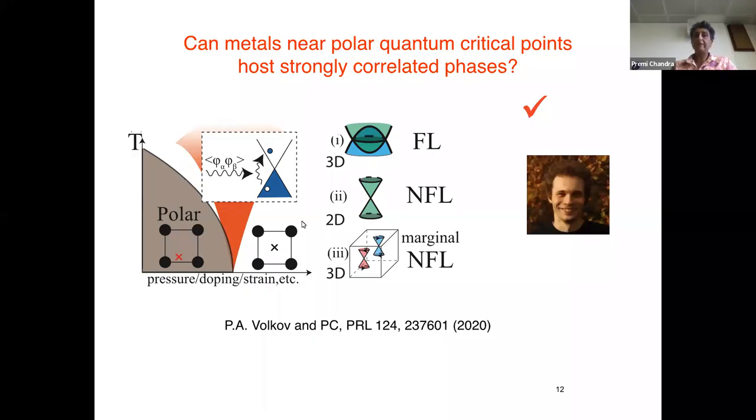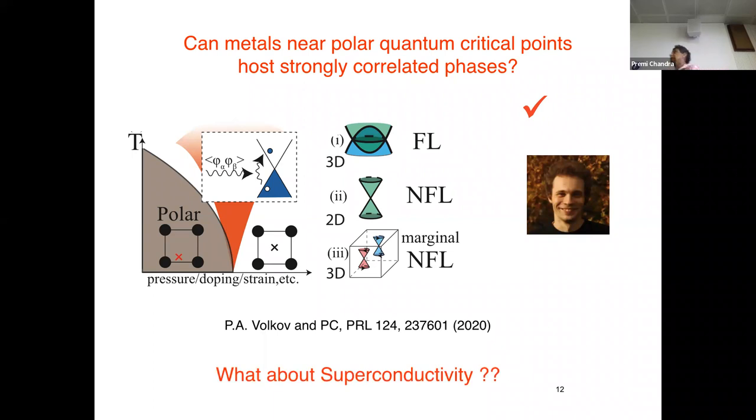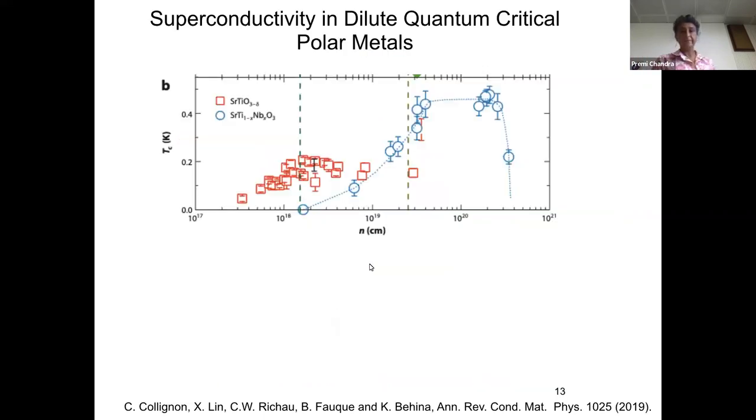Question: we found that metals near polar quantum critical points can host strongly correlated phases? And of course, the question is, what about superconductivity? Now this, unlike what we talked about before, is going to be very strongly motivated by experiment. So: superconductivity in dilute quantum critical polar metals.